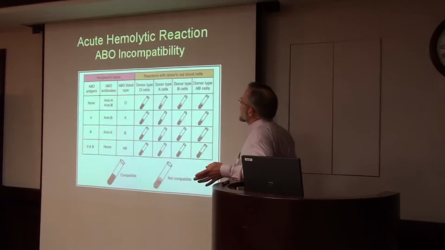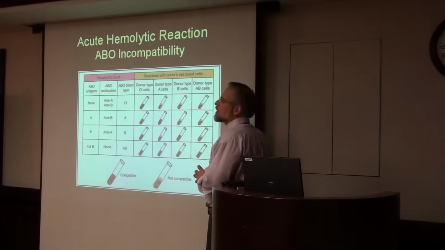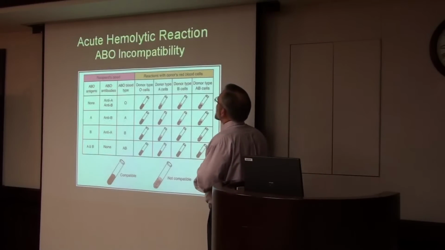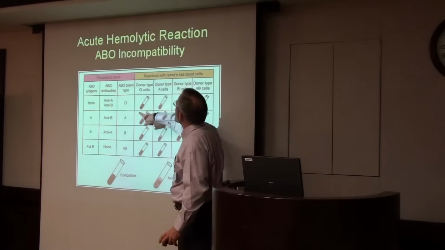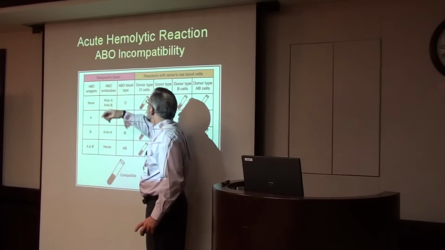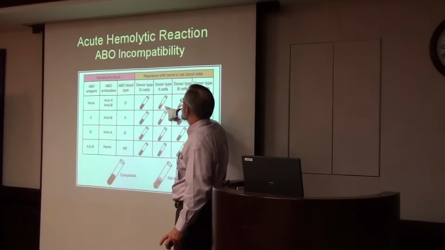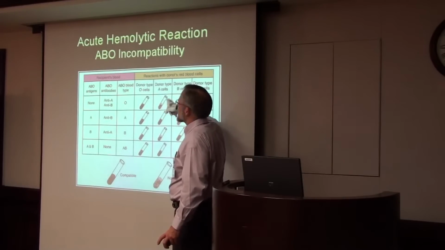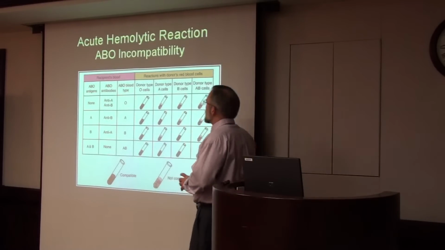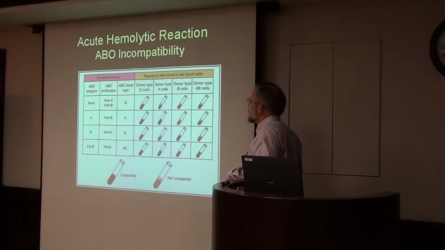And so the problem with that is when you give somebody that's Group O Group A cells, you have a person that's Group O, well they have anti-A and anti-B in their plasma, and if we give them Group A cells, that anti-A binds to those cells, immediately causes them to agglutinate and hemolyze. So this is the worst scenario for causing an acute hemolytic transfusion reaction, is giving Group A cells to a Group O person.